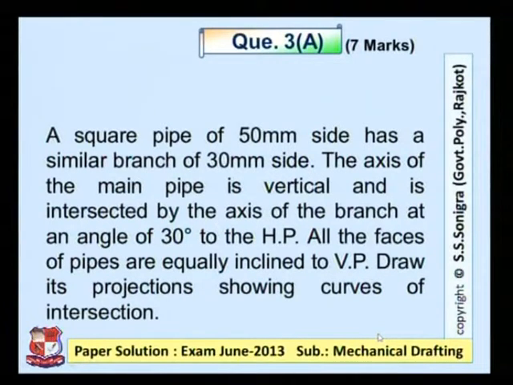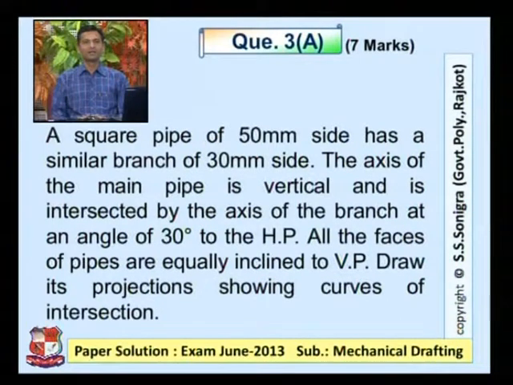The data is given like this. A square pipe of 50 mm side has a similar branch of 30 mm sides. The axis of the main pipe is vertical and is intersected by the axis of the branch at an angle of 30 degree to HP. Here a square pipe is given, 50 mm side length, and there is a branch of another square pipe having smaller size, that is 30 mm sides.